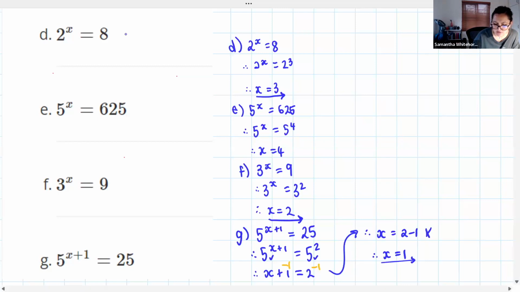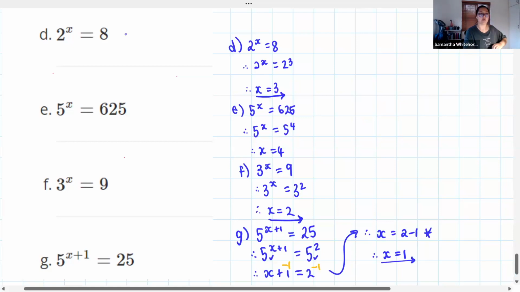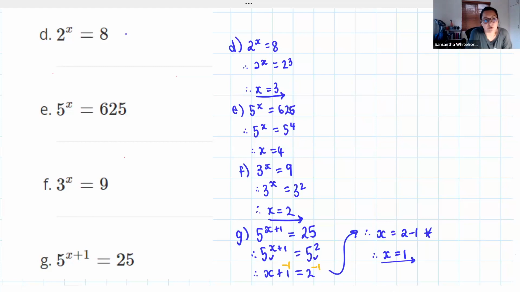Obviously, you can go straight to the answer. You don't have to do this 2 minus 1 step. I'm just showing you that inverse operation. But whenever you've got multiple terms in your exponent, it doesn't change what you do. You get your bases the same, and then you equate your exponents. You might then have to solve an equation, but the method that you use doesn't change.